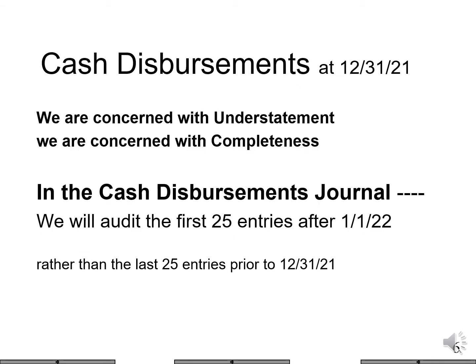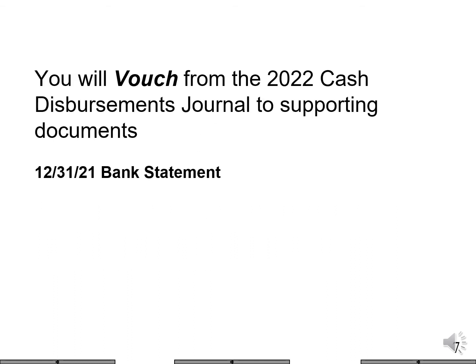Cash disbursements at year end. Now we're talking about 12/31/21. You're concerned about understatement and completeness. You're going to audit the first 25 entries in the January 2022 Cash Disbursements Journal. You're going to vouch from the January Cash Disbursements Journal to supporting documents, the bank statements, either December or January.